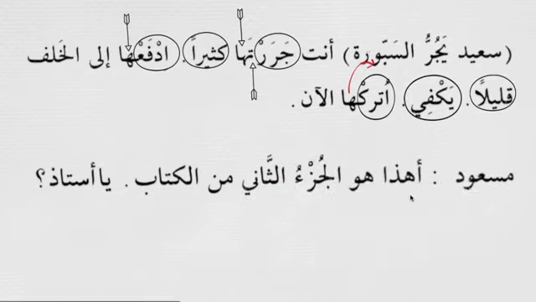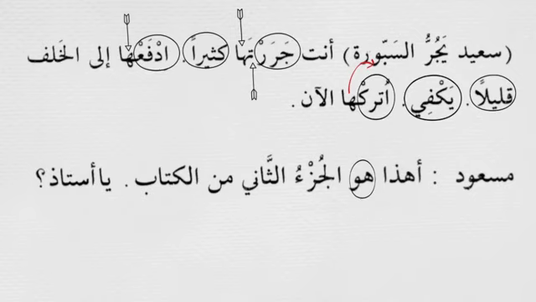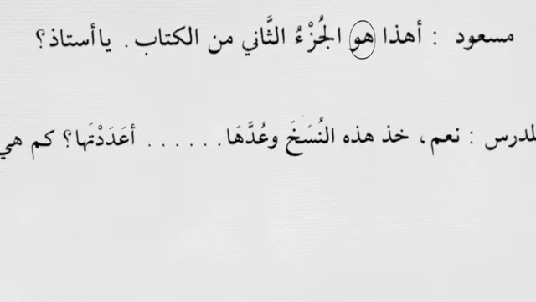So now the Mas'ud says. So the teacher is holding a book. Now the Mas'ud looks at it and says, "Ahadha huwa al-juz' al-thani min al-kitab?" So here, huwa is just for emphasis, like a little bit of an element of surprise, you can say. So this is it? The second, al-juz' al-thani, the second part, from the book. Ya Ustad. So the Ustad, the Mudarris says, Naam, yes.